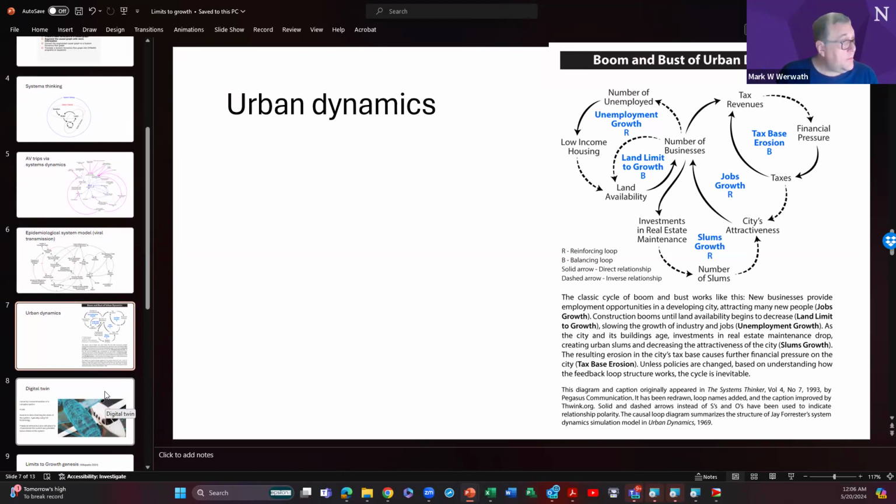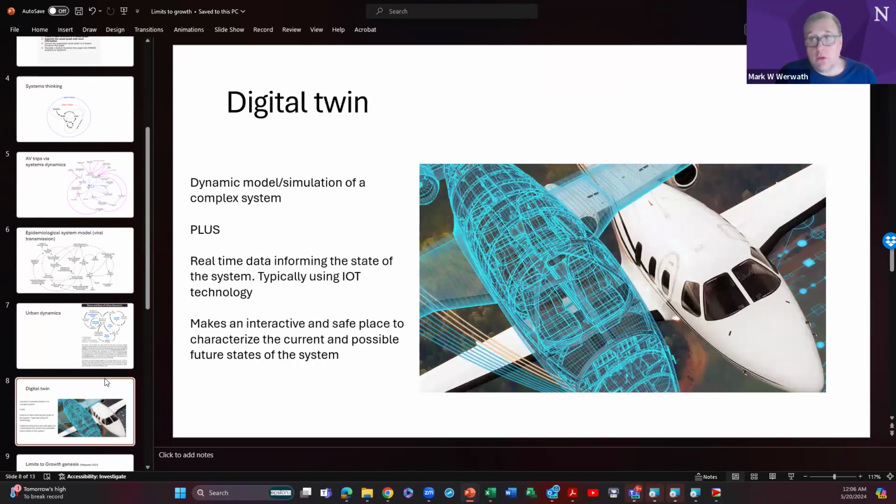How is this being implemented in the real world today? In the real world today, we're building digital twins. This is one of the latest technologies that is hitting the world of engineering and engineering management. What is a digital twin? It's a dynamic model, a simulation of a complex system, plus real-time data informing the state of the system, typically using IoT technology. So prior to IoT, which has only been around for the last, say, 5 or 10 years in any real sense, right?